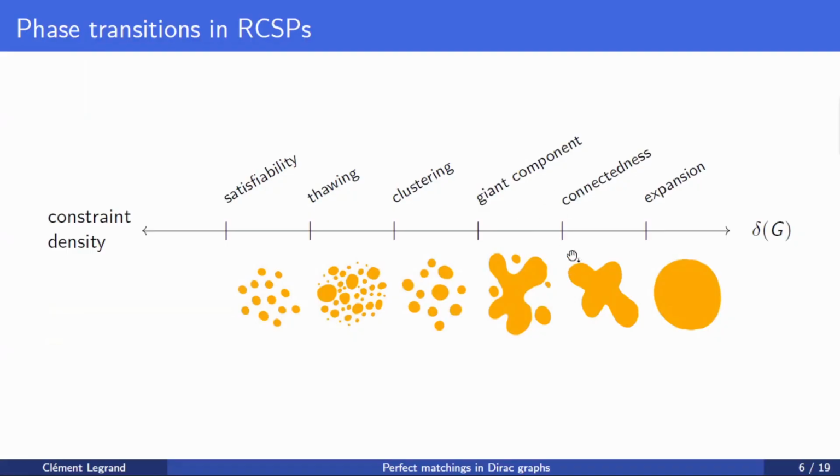So that's this threshold here, and then at some point you don't contain giant components for sure, so you have smaller components here. Then the clustering threshold is the threshold at which you start having an exponential number of clusters. Okay, so connected components.